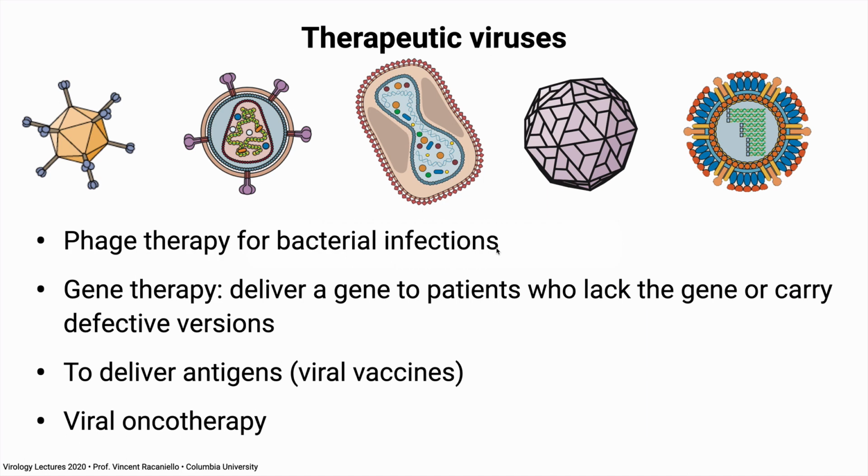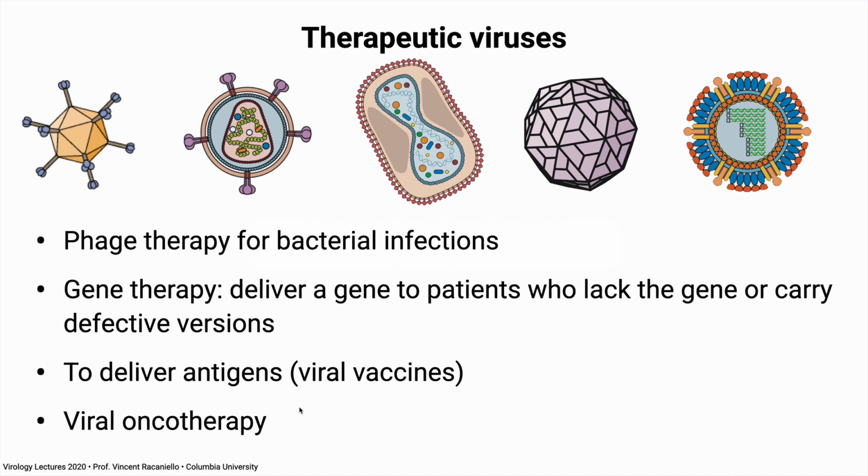Then we'll talk about gene therapy, delivering a gene to patients who lack the gene or have defective versions of it. And we can use viruses to deliver antigens, for example, in viral vaccines. We've mentioned this already. And finally, using viruses to kill tumors, viral oncotherapy.